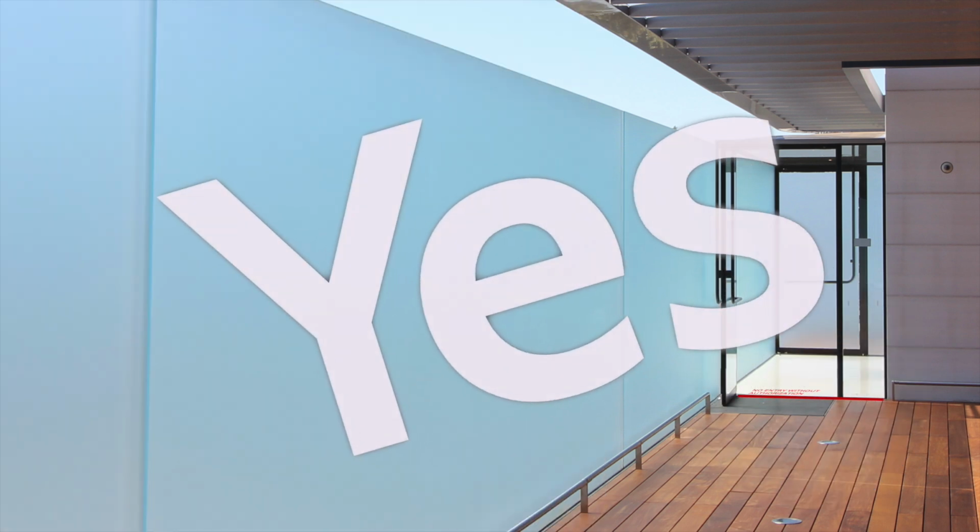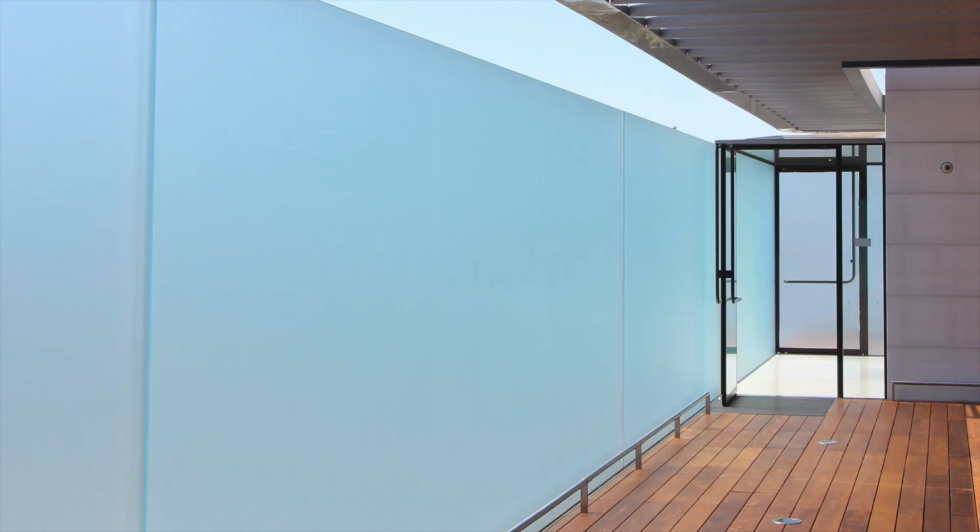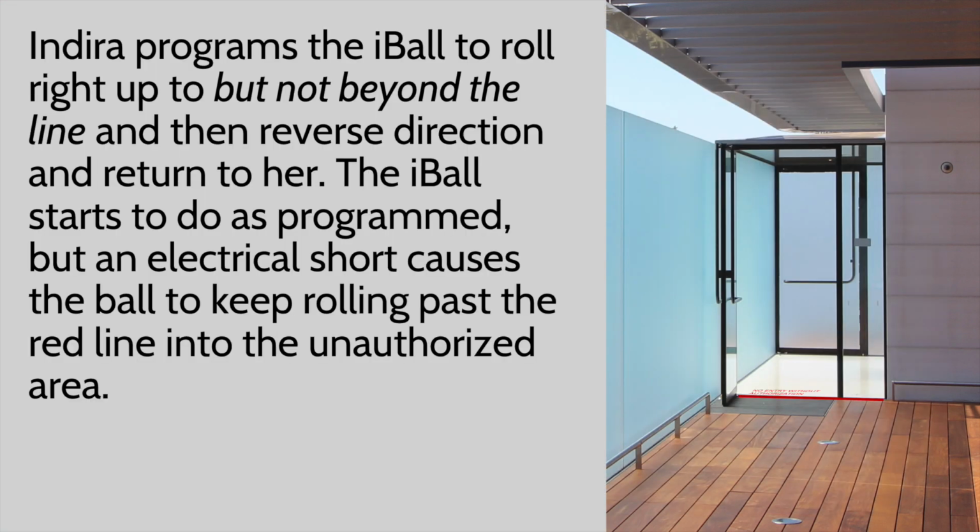The answer is yes. Indira does have the requisite intent to trespass. Even though she didn't intend to trespass and arguably couldn't have reasonably believed she was trespassing, it doesn't matter. What matters is that she intended to make an object enter a place that is real property where she lacked authorization for an entry. She might not be liable for more than $1 in nominal damages, but the intent element is met. Let's tweak the facts.